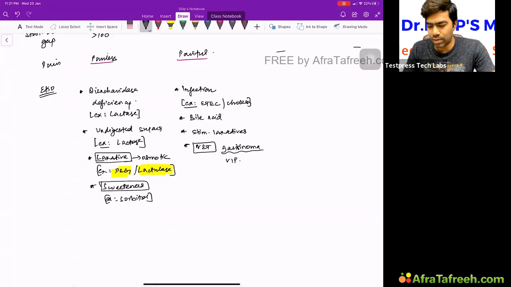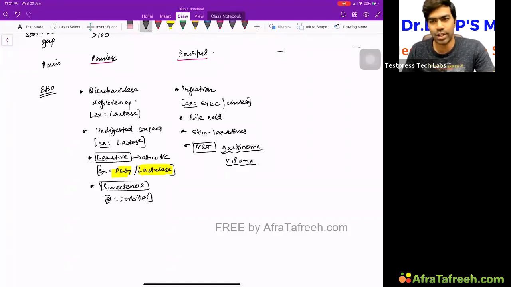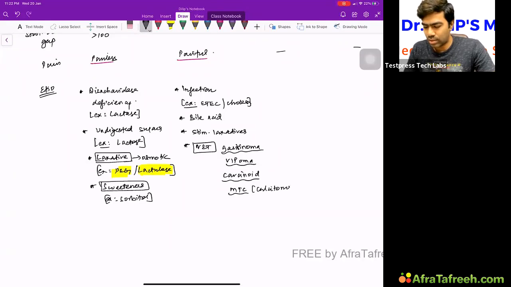And you have VIPoma. Whenever the question tells you explosive diarrhea, I don't know why in exams they like teachers, and most of the time they will give a history of teachers getting explosive diarrhea. Usually in exams, it's a common punch word that tells you the patient is suffering from a VIPoma. It can also happen with carcinoid syndrome, which can cause explosive diarrhea, but most often they will give other features of carcinoid. Or it can happen in patients with medullary thyroid cancer, and this is due to calcitonin.